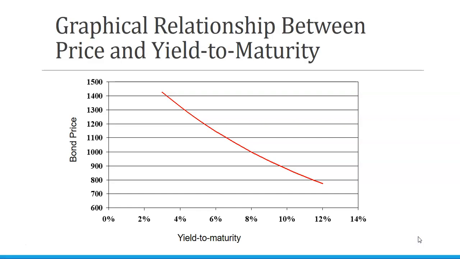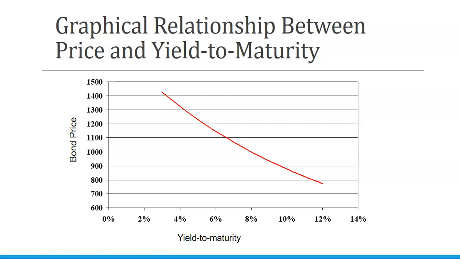All things being equal, there is a relationship between interest and risk. So the longer the time to maturity, the greater the interest rate risk. The lower the coupon rate, the greater the interest rate risk. We can see that if we compute the bond prices and the yield to maturity, there's a graphical relationship between the bond price and the yield to maturity.